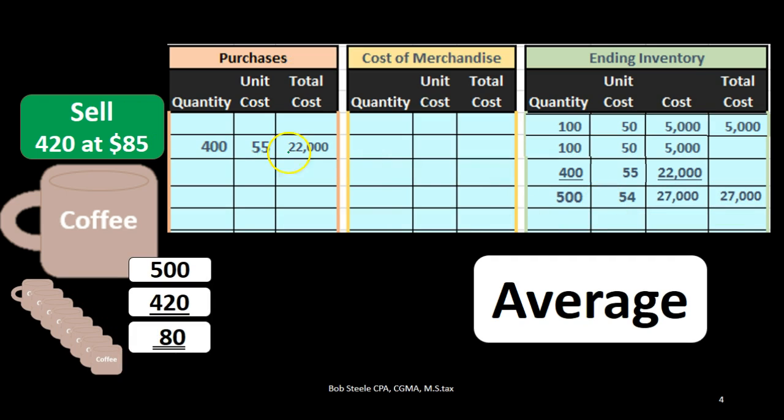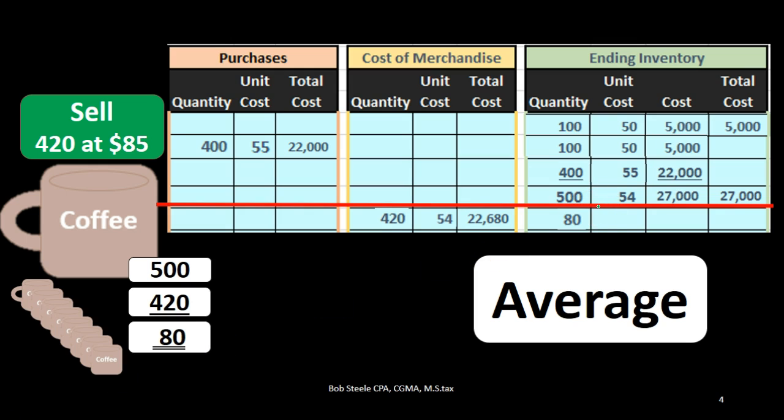Therefore, if we sold some units, we're selling 420 at 85. That's the sales price, not the cost. What will be the cost? The cost will, of course, be the $54. So the cost of goods sold is going to be that 54 in this case. All of them will be at that 54.